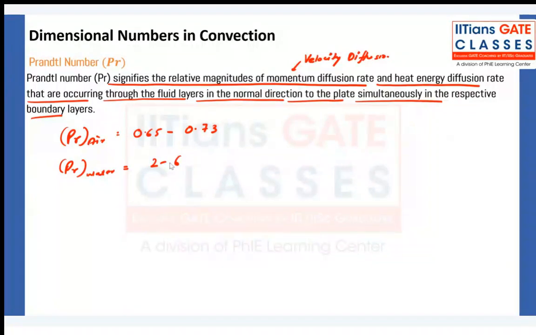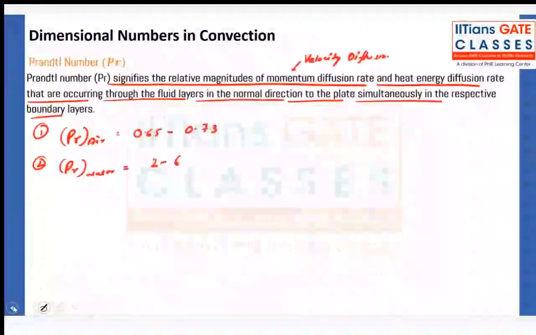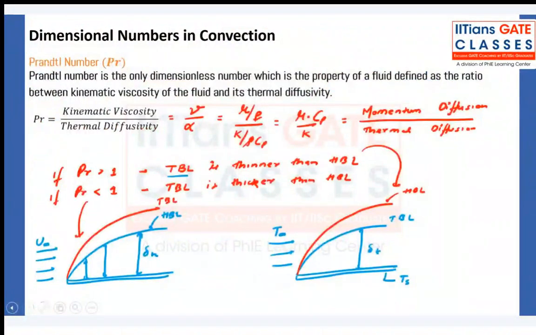Yes, dH is greater than dt. That is right. The thermal boundary layer is thinner than the hydrogen boundary layer. First one. Yes, that is right. You are right, actually. It is less than 1 means it is thicker. That is right. I'm sorry.